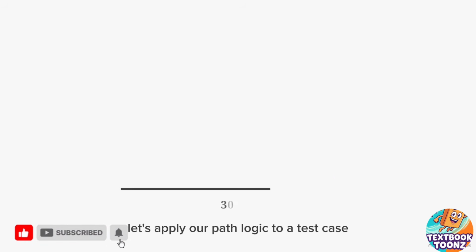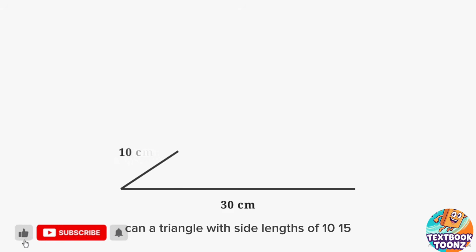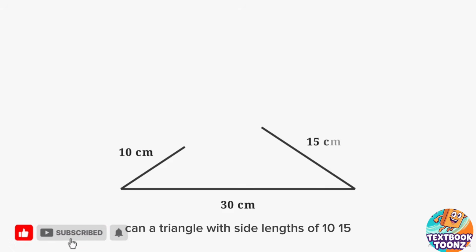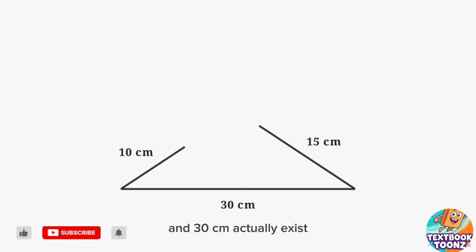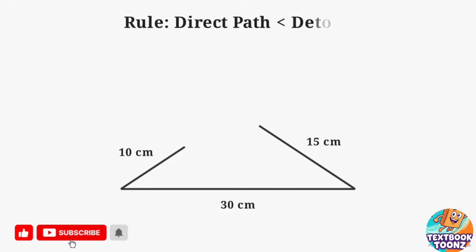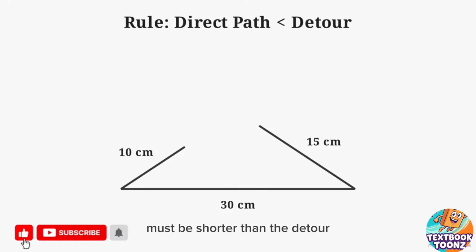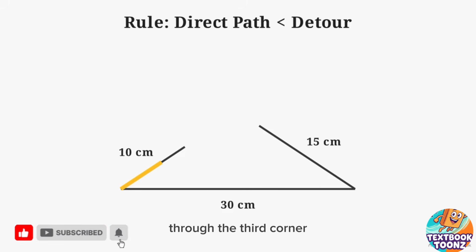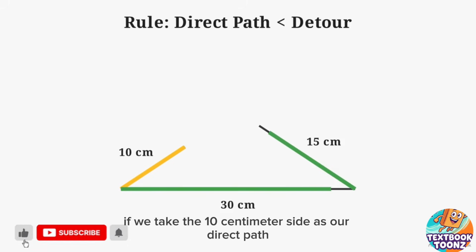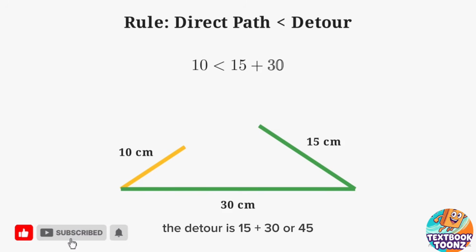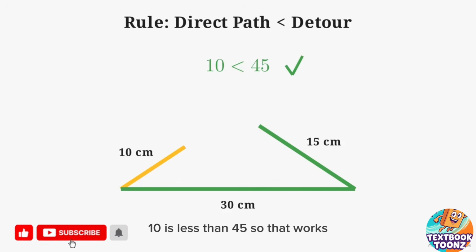Let's apply our path logic to a test case. Can a triangle with side lengths of 10, 15, and 30 centimeters actually exist? For it to work, every single direct path must be shorter than the detour through the third corner. If we take the 10 centimeter side as our direct path, the detour is 15 plus 30, or 45. 10 is less than 45, so that works.